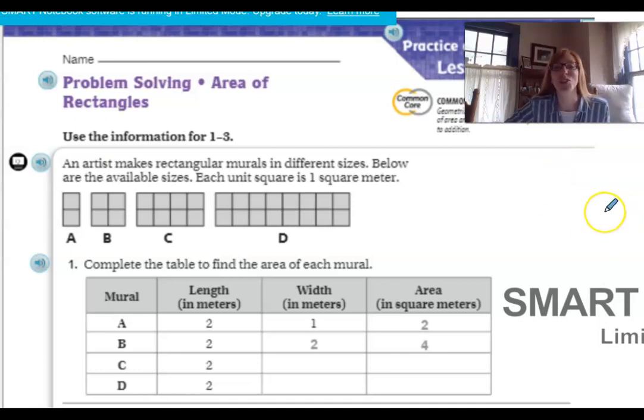Okay, so turn the page. We are on your practice and homework, and it says problem solving, area of rectangles. So you guys are going to pause the video and you are going to answer all these questions, okay? And I want you to be able to try to do it on your own without me helping you, okay?